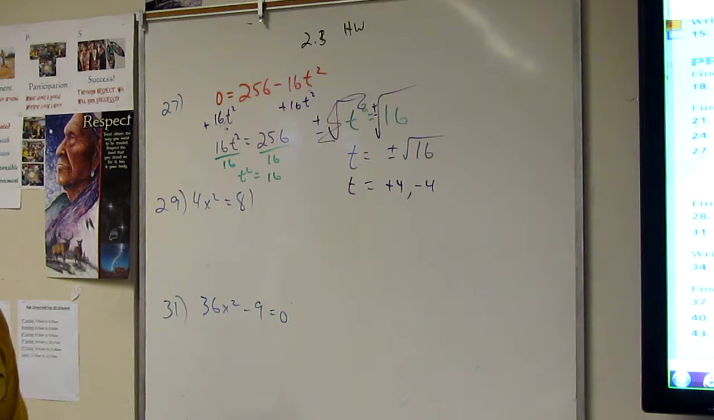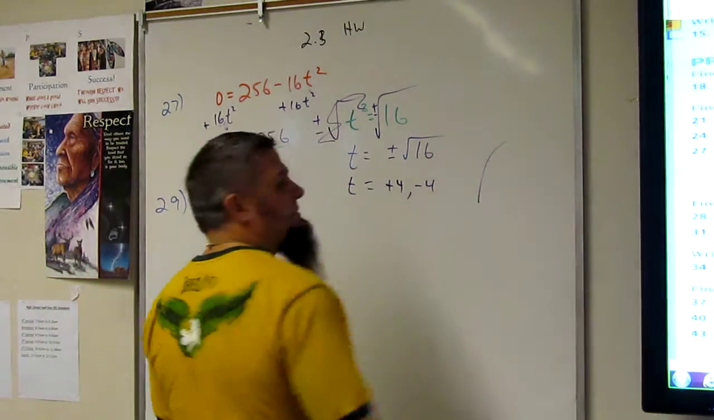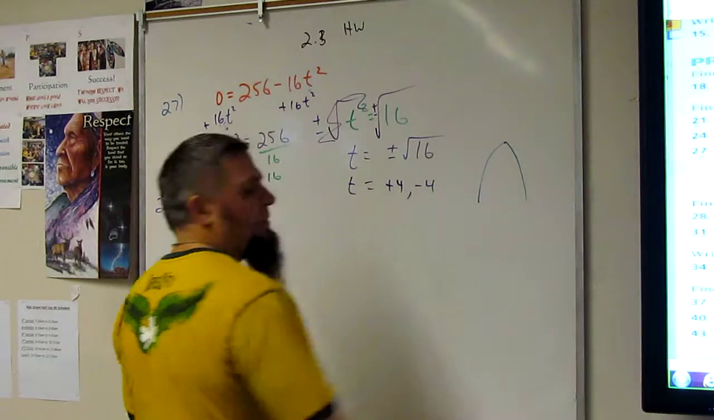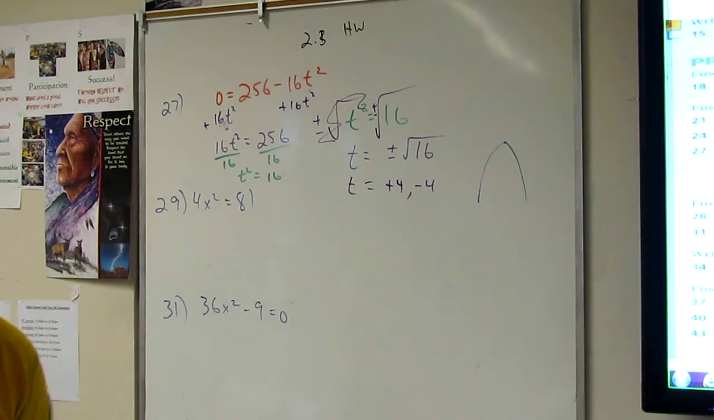It's not going to take negative 4 seconds, right? But the negative 4 seconds is taking into effect the 4 seconds it took to go up, in essence, before it fell down, if it was shot from a cannon. Okay?